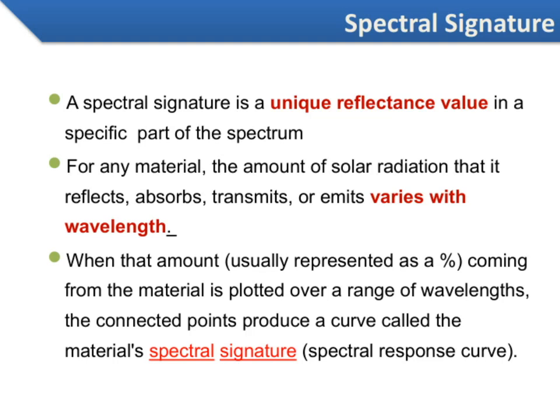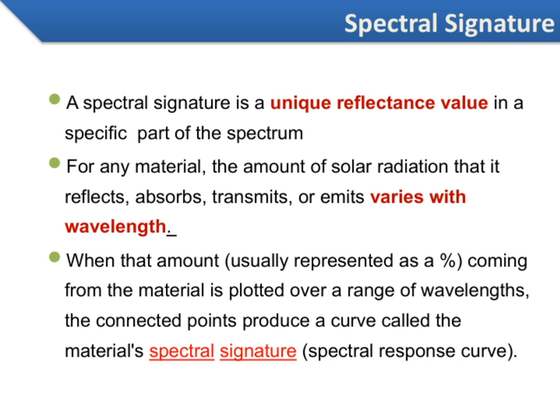Let's talk about spectral signatures. A spectral signature is essentially a unique reflectance value that you can find in a specific part of the spectrum. What this means is that for any material, whether it's vegetation, soil, or water, the way it interacts with sunlight varies across different wavelengths. This variation is reflected in how much solar radiation the material reflects, absorbs, transmits, or even emits, and importantly, this changes depending on the wavelength you're looking at.